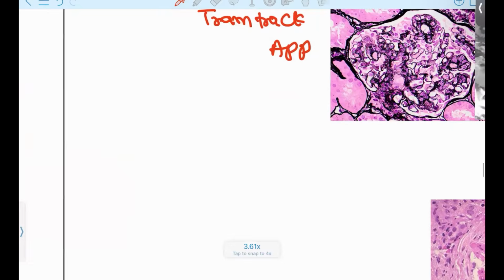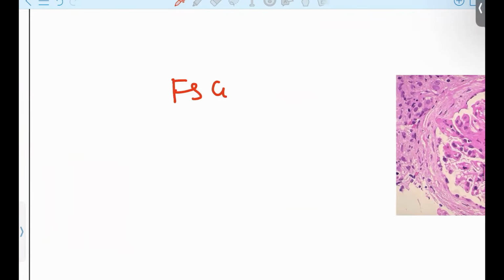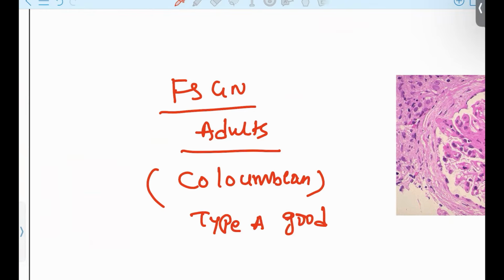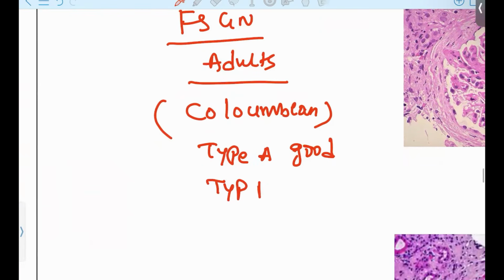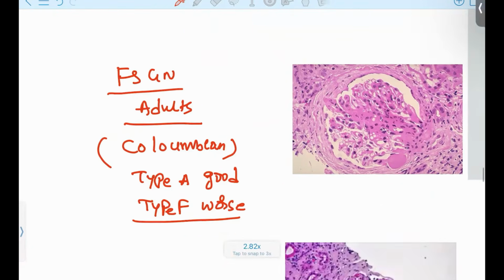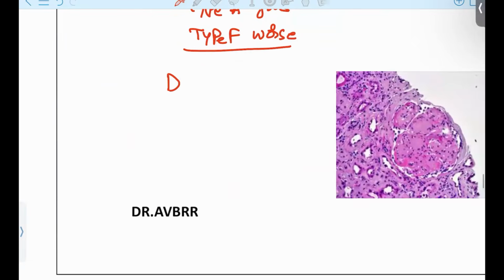Next, FSGS. This is most commonly seen in the adult patients. And for this, there is a specific criteria that is used. That is your Columbia classification. Okay, so grade 1 or type A has a very good prognosis. And those who have type F have the worst prognosis. Okay, Columbia classification is used for the FSGS. Next, moving on to diabetes mellitus nephropathy, which is commonly associated nowadays.